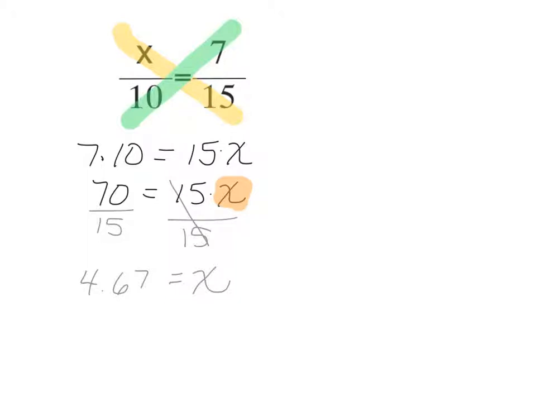Again, we can check that. 10 times 7 is 70, and if we multiply across the other way, 4.67 times 15 is 70.05, but remember we rounded this value of 4.67, so we have a slight discrepancy because of rounding, but we can see that our result is probably correct.